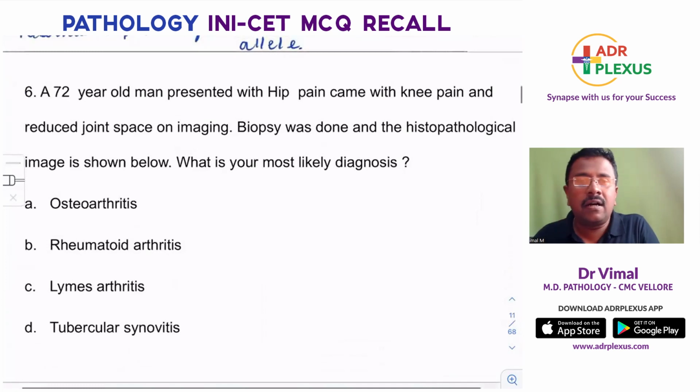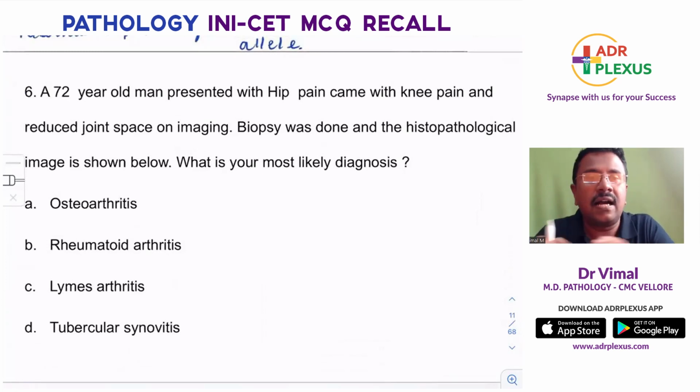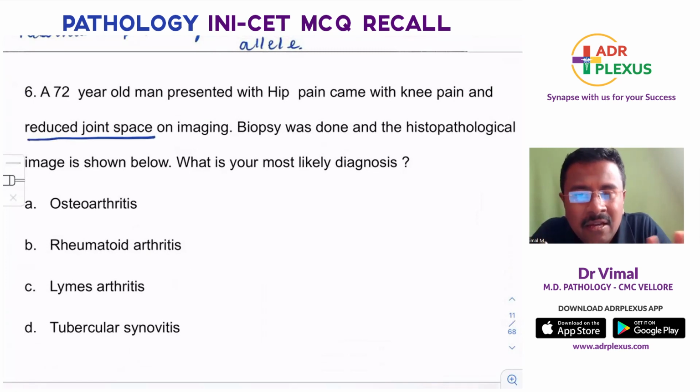Now coming to one of the controversial questions. The question was like a 72-year-old man presented with hip pain. Some people were telling that it is knee pain or hip pain. It can be both, hip or knee imaging. The age is 72 years. And they have given a histopathological image, so I could not get an idea of what the exact type of image asked was.